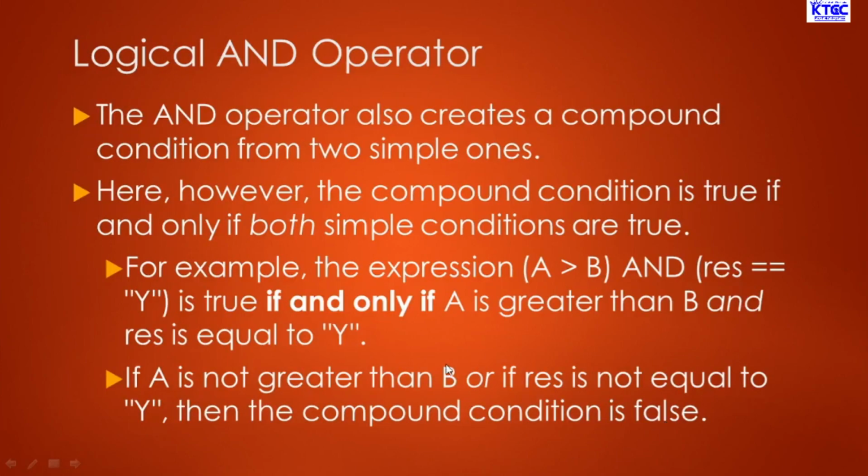Let's look at the logical AND operator. The AND operator also creates a compound condition from two simple ones. Just like the OR, the AND does the same thing. We can use it to join two different statements and then compare the conditions. If they are met, then we know the line of code to be executed and the one to be skipped. Now with the AND operator, the two conditions must, the must is bold, underlined, and we are stressing on it, the two conditions must be true for you to proceed. Let's look at the example.